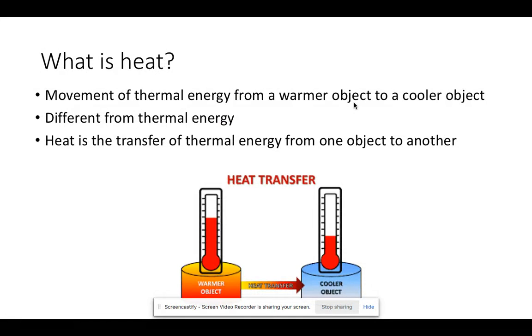So heat is the movement of thermal energy from a warmer object to a cooler object. So think of it like when you're heating your food up, you're moving it from the stove to your food. So the energy is moving from the stovetop to your food. Heat is different than thermal energy. So heat is specifically the transfer of thermal energy from one object to another.